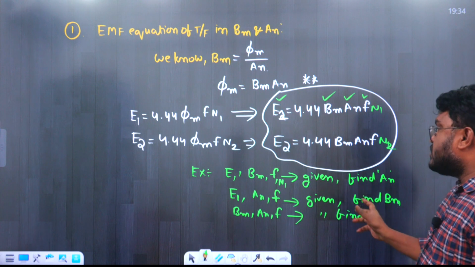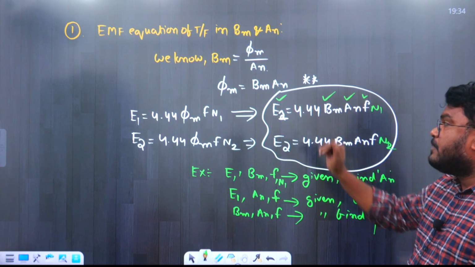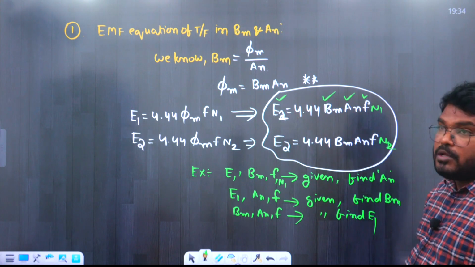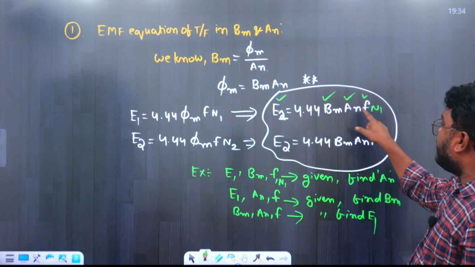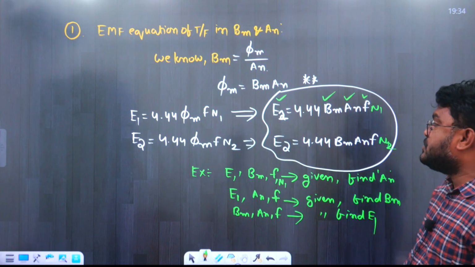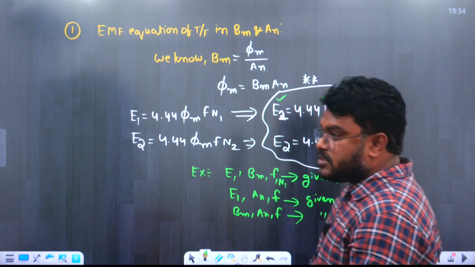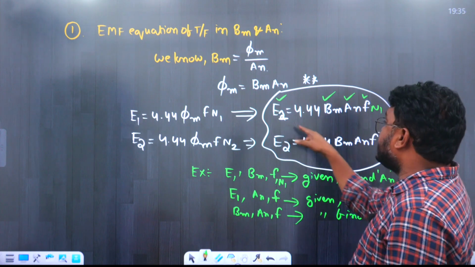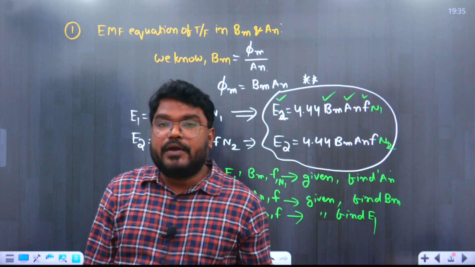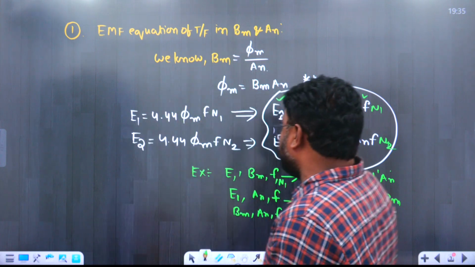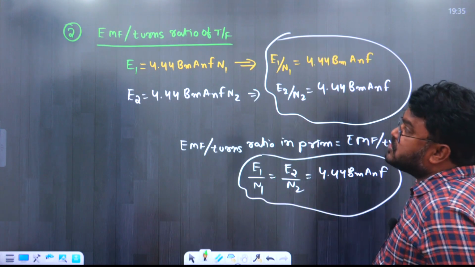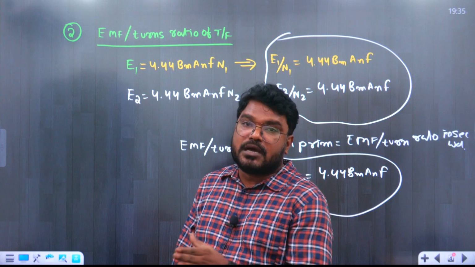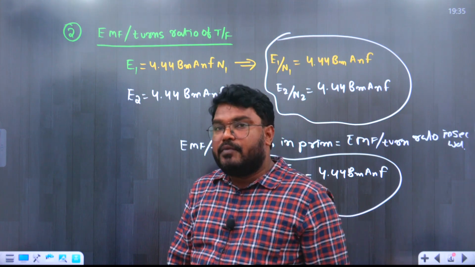And how do we get the questions? If any 4 parameters are given, find out the fifth one. Suppose E1, AN, F, N1 are given, find out the flux density. Or AN, F, B maximum and N1 are given, then find out the net cross sectional area of the transformer core. The other way also we can ask: if these 4 parameters are given, find out the EMF induced in the primary winding as well as the secondary winding of the transformer. The next possible question is the EMF per turn ratio of the transformer. The EMF per turn is always constant from the primary winding to the secondary winding.